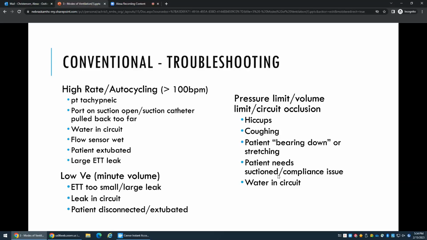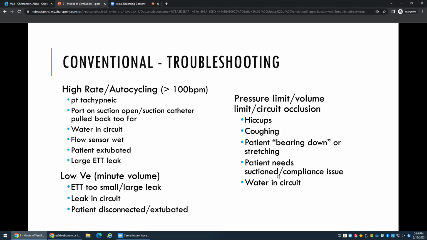If that port on the suction catheter is open, or your suction catheter is pulled back too far, like I mentioned earlier, causing a little bit of a leak, the vent is just going to try to keep giving breath and it'll be auto cycling. The patient's not really breathing that fast. If there's water in the circuit and it's sloshing back and forth, that will seem like the vent is giving a breath when it's really just water in the circuit. The flow sensor is the little thing at the end of the ET tube that gives us all of our information. If that gets wet or soiled, it can make the vent do all kinds of crazy things. If your patient is self-extubated, there is no endpoint because that tube has come out, and so it's going to keep giving breath.